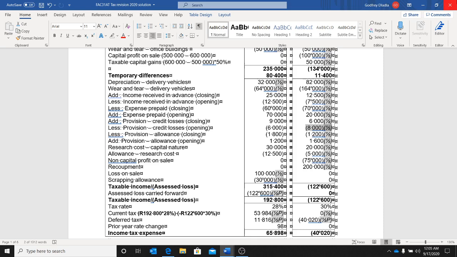2018, right? So I'm just writing down my 8,000. Then what is my opening here? My opening is this one here, 1.6 under allowances. So it was 1.6, but it was in bracket because this year it's not in bracket. As an opening it is not in bracket, so last year it was in bracket. So 8,000 minus 1.6 gives me a total of a positive amount of 6,400.